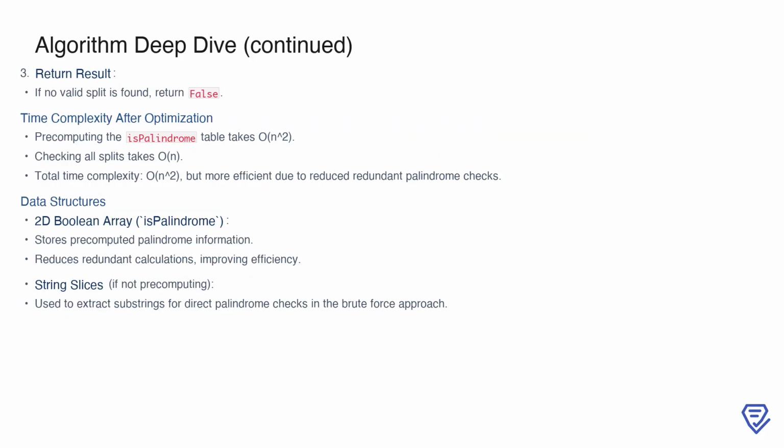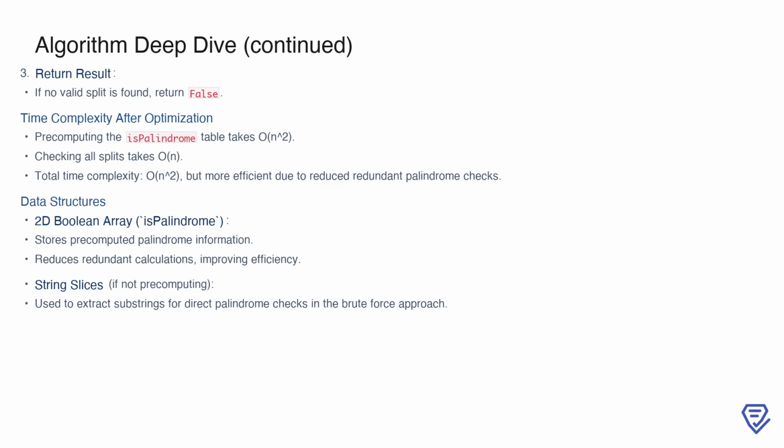After pre-computing the palindrome information, we proceed to check all possible splits using our isPalindrome table. For each split index i, we check whether the left substring, defined by isPalindrome[0][i-1], and the right substring, defined by isPalindrome[i][n-1], are both palindromes. If we find a valid split where both conditions are true, we return true immediately. If no valid split is found after examining all possibilities, we return false.